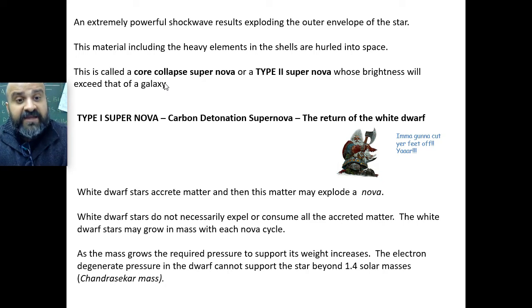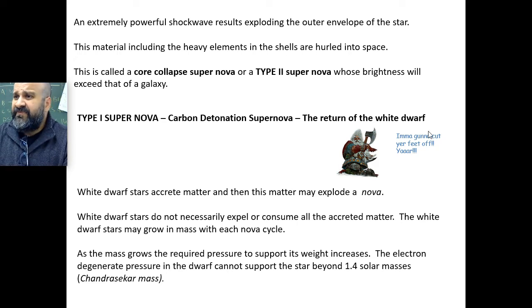When they occur, we can see a type 2 supernova. I think there was one in the 80s. It was visible in the southern hemisphere, and people could see it for several days. Even in daylight, there was a spot in the sky that appeared that was extremely bright.